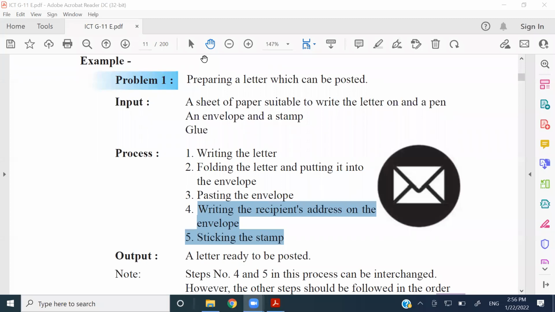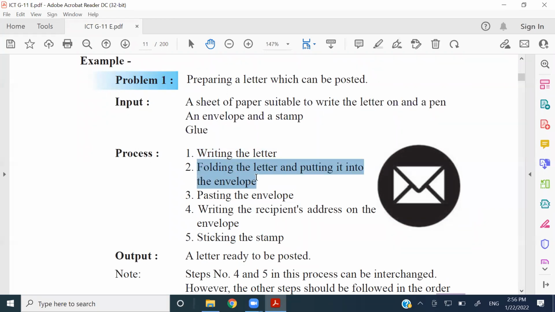Right. So yes, Tesandu is proposing the first one, fourth one, second one, third one, and the fifth one. And he has proposed two ways: 14253, then 14235. So after writing the letter, before we fold it and put it inside the envelope, before we paste the envelope, we can perform either the fourth one or the fifth one, right?